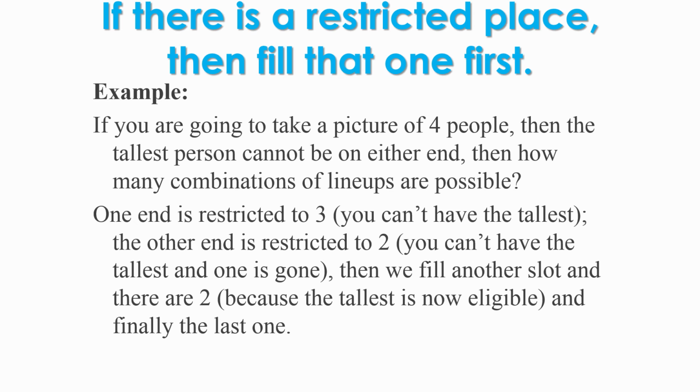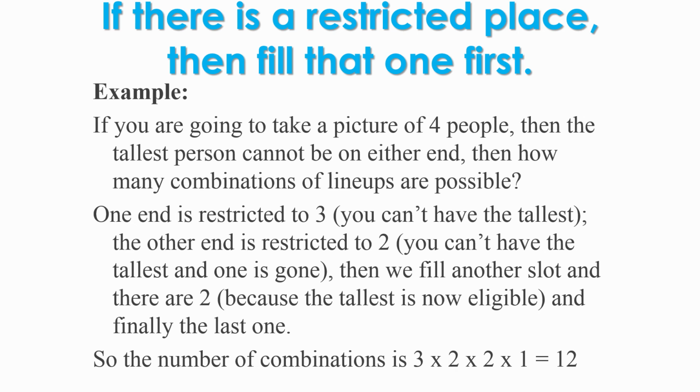Can't have the tallest, and 1 is gone. Then we will fill another slot, and there are 2 left, because we put the tallest back in the pool. And finally, the last one. So the number of combinations is 3 times 2 times 2 times 1 equals 12. Always do the restricted positions first.